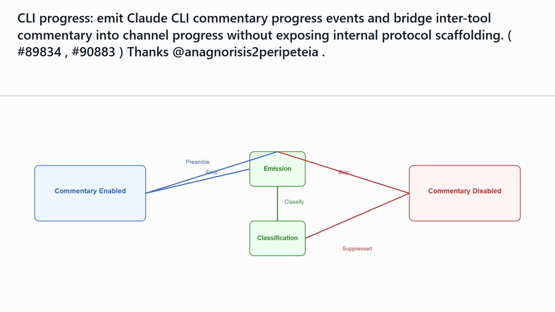With commentary enabled, OpenClaw emits a preamble item, then tool start, result, then final answer. With commentary disabled, the pre-tool text is classified and suppressed. No preamble appears, only tool start, result, and final answer. Tests confirm the behavior. Text to tool to text to tool sequences emit commentary once, with no duplication or leakage into the final assistant stream.